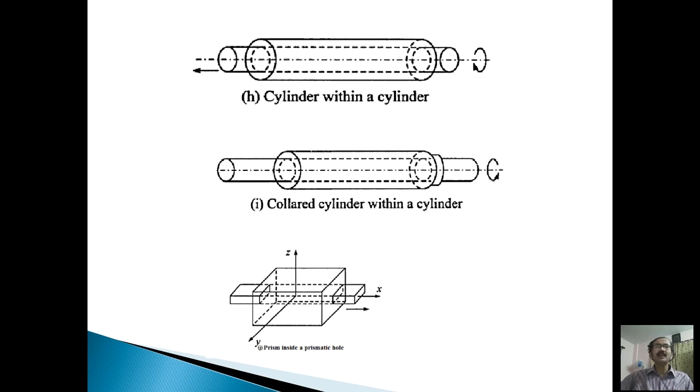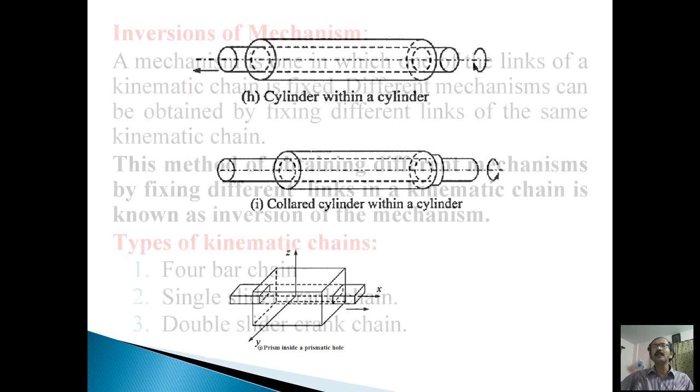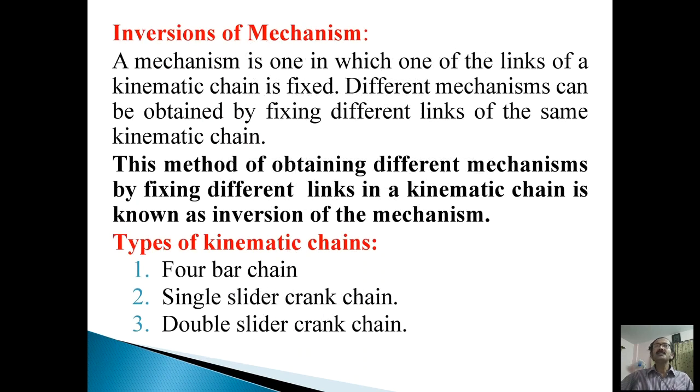And the last one, that is the prism inside a hollow prism, the total resistance in the translatory motion is 2, and the rotary motion is 3. So the total restricted motion is 5, and it is the class of pair 5 and its degree of freedom is 1. Now, inversion of mechanism.